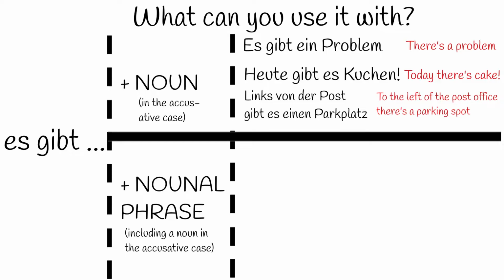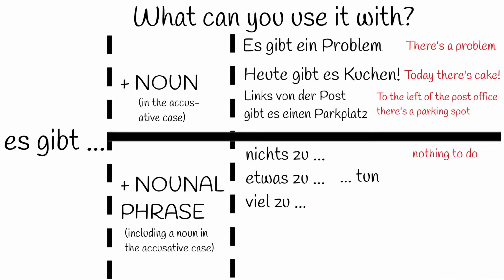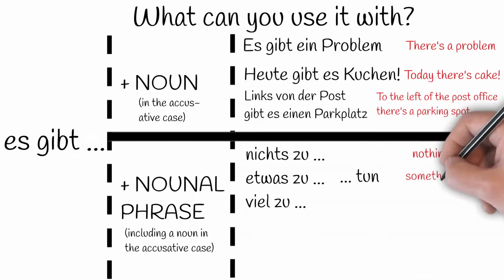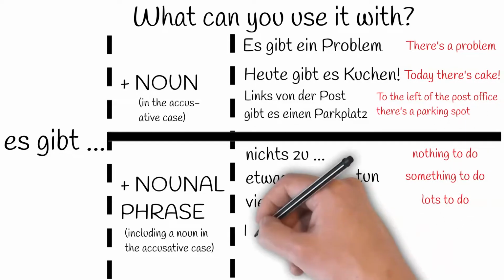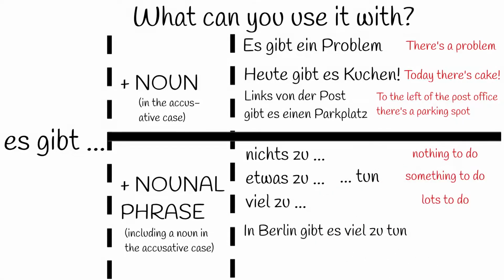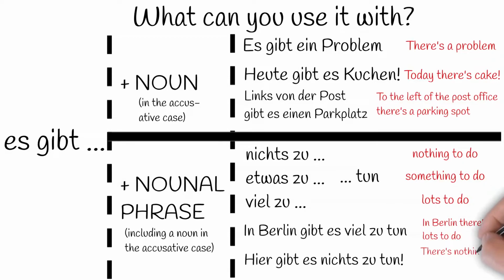Now, here are some examples of es gibt with a nounal phrase. Es gibt nichts zu tun. There's nothing to do. Es gibt etwas zu tun. There's something to do. Es gibt viel zu tun. There's lots to do. In Berlin gibt es viel zu tun. In Berlin, there's lots to do. Hier gibt es nichts zu tun. There's nothing to do here.